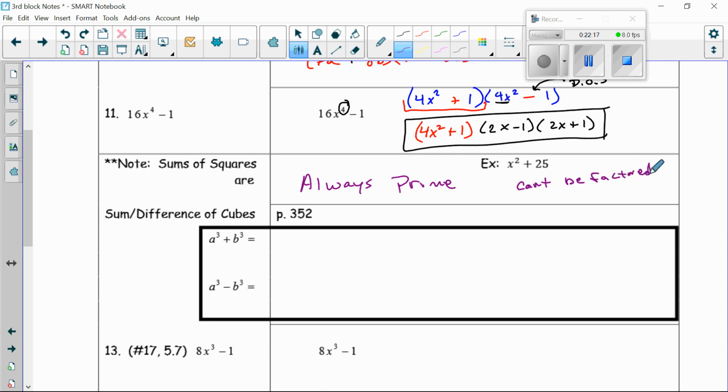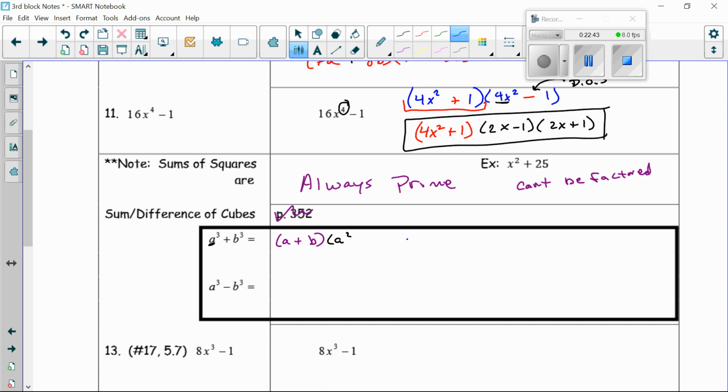Sum and difference of cubes follows a certain pattern. Same idea to start with, we're going to look at the roots. If these are both perfect cubes, we're going to take the root of each, a plus b. If you take an a out of an a cubed, you're left with an a squared. Think about distributing here. A times a squared would give us a cubed.